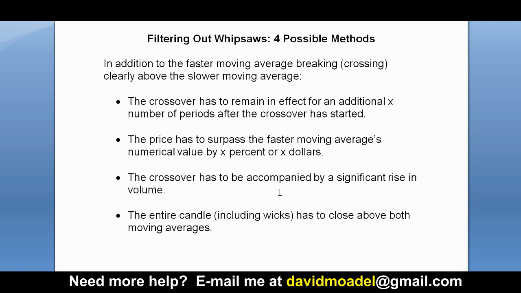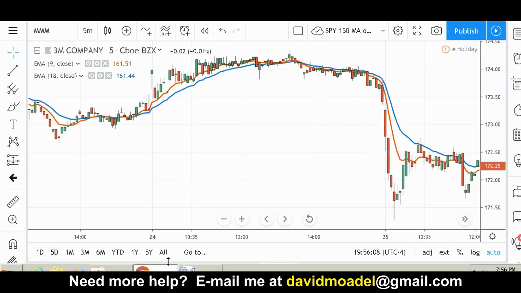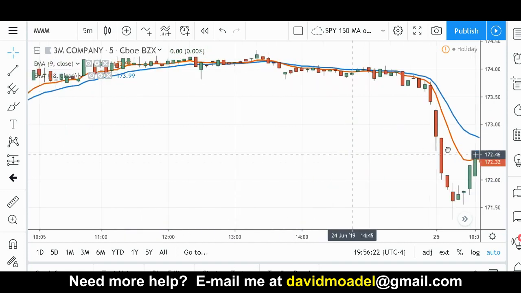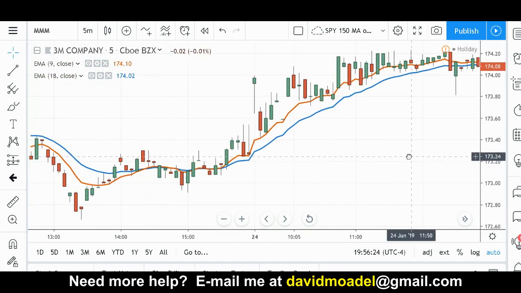And then finally, another possible method: the entire candle, including the wicks, not just the body, the wicks or shadows also, the entire candle has to close above both moving averages. And so you're looking for not only a little bit of space between the two moving averages, a clear break, but also you want to see the entire candle close above, like it did here. I know it's kind of small. I guess I'll zoom in a little bit, so hopefully you can see it a little bit better.